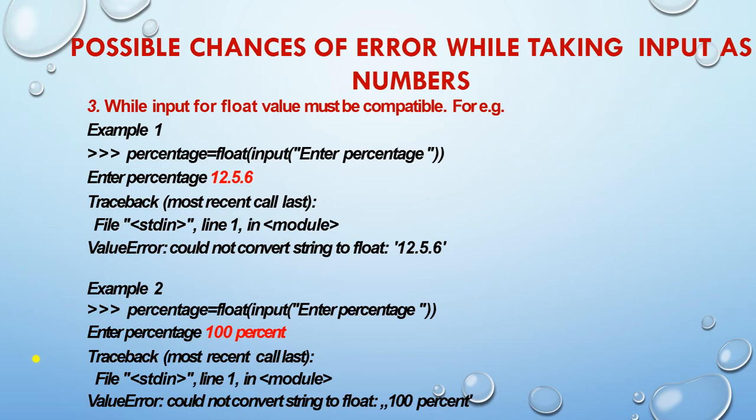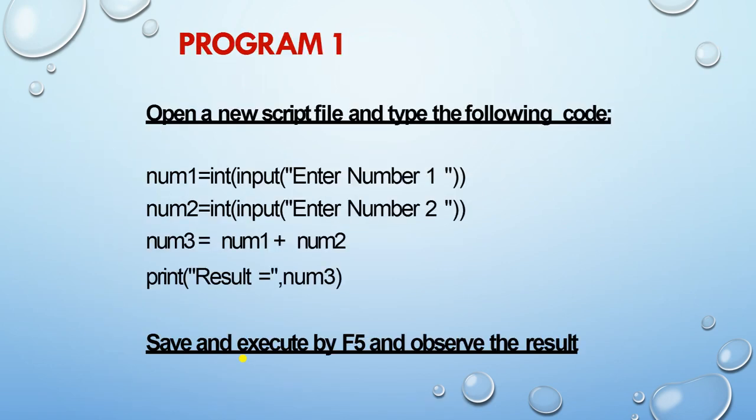Next is when input for the float value must be compatible. So in this you are entering a float value, but what are you writing? This is 12.5.6, so this is an error. Okay, it is not a float type value, that's why it gave you an error. Next, you are entering the float value and what are you writing? 100%. Okay, so again it will give you the error. You have to write the float value. The float value is in the fractional form, so either write 100.0, 100.1, 100.2, etc. Okay, but you have to enter the correct float value.